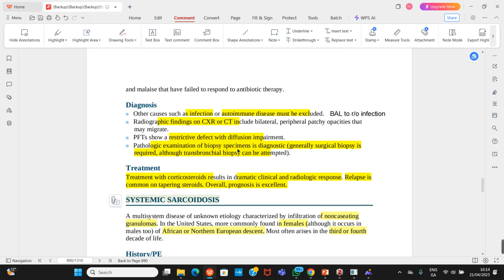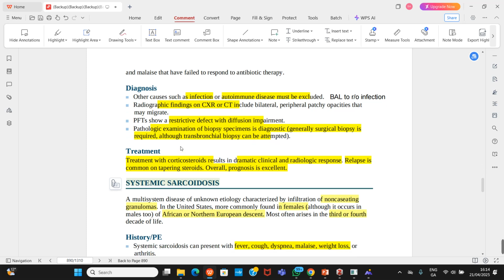So they are telling us that there's going to be a restrictive defect with diffusion impairment, meaning that the parenchyma of the lung is affected. That is just what you need to ask yourself in the exam. Is the parenchyma of the lung affected? Yes or no? If it's affected, go and pick diffusion impairment. DLCO will be low. That is it. So pathology examination is going to show, okay, yeah, that's that.